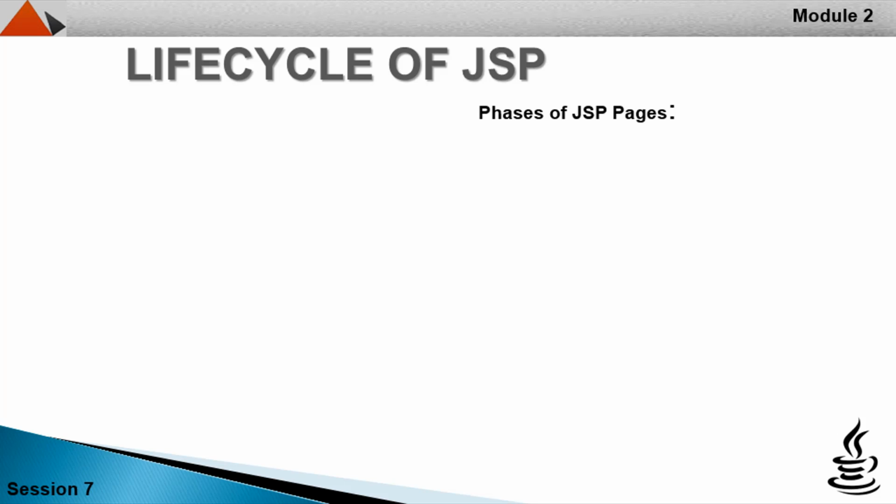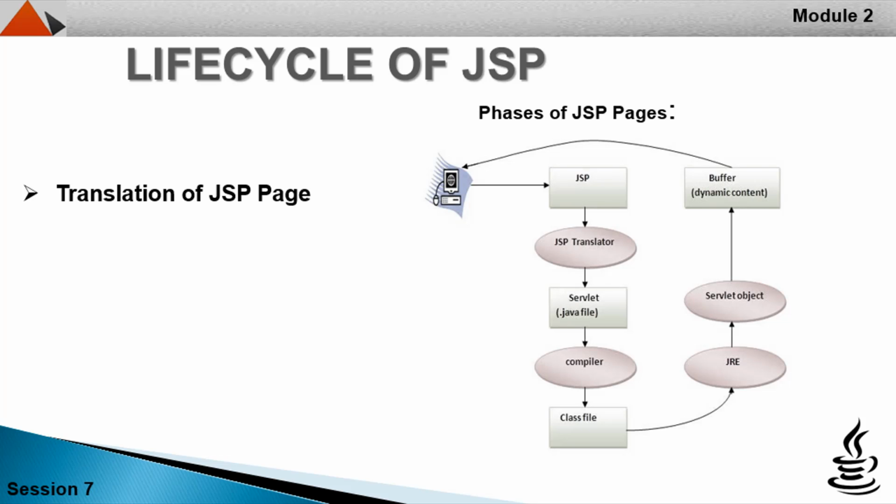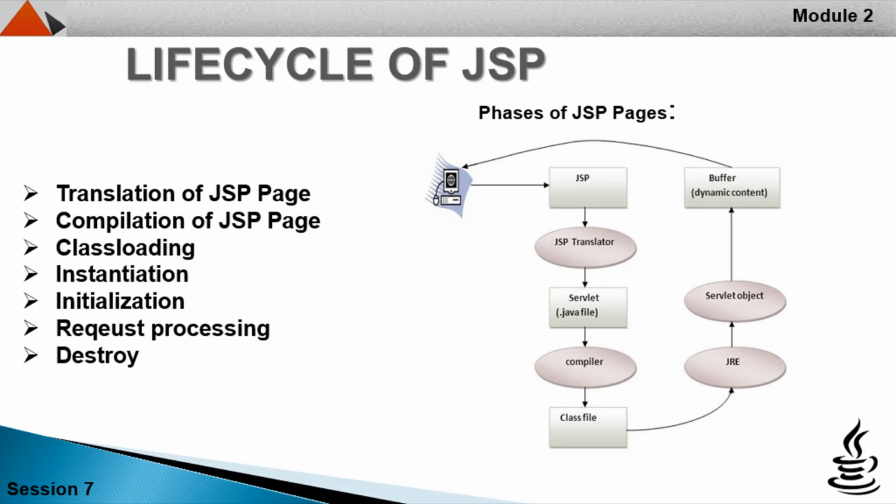Let's see the life cycle of JSP. The JSP pages follow these phases. Translation of JSP page. Compilation of JSP page. Class loading, the class file is loaded by the class loader. Instantiation, the object of the generated SCRIPTLET is created. Initialization, the JSP init method is invoked by the container. Request processing, the _JSP service method is invoked by the container, and destroy, the JSP destroy method is invoked by the container.